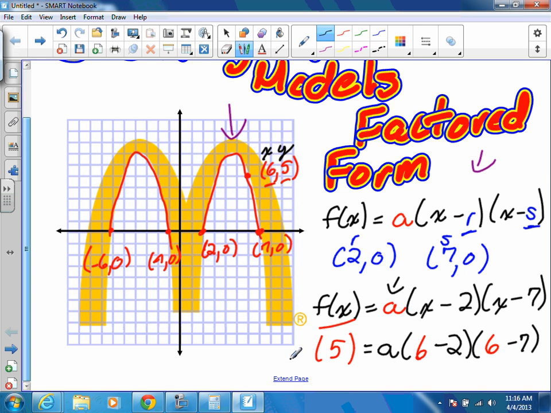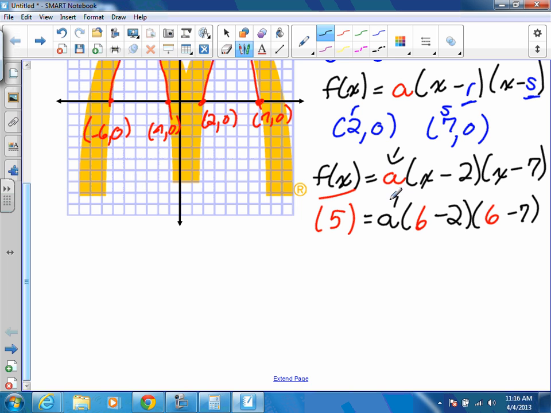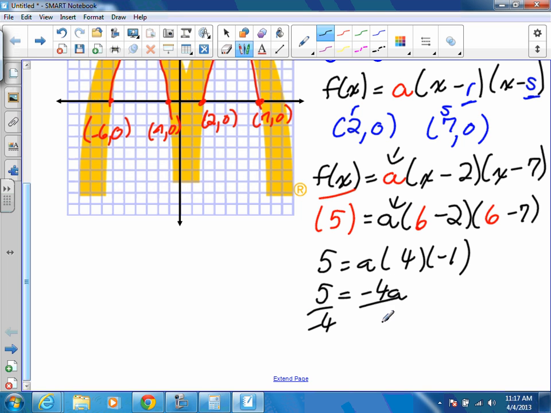Okay. From here, we now have only one variable, a. So we can solve for our a and then plug that value into what we started with. So we have 5 is equal to a. 6 minus 2 is 4. 6 minus 7 is negative 1. Bringing it, 5 is equal to negative 4a. And when we bring 4 over, we're going to get a is equal to negative 5 over 4.